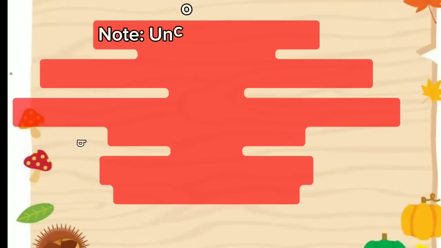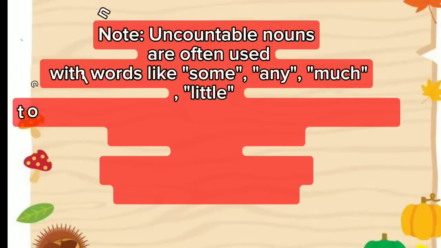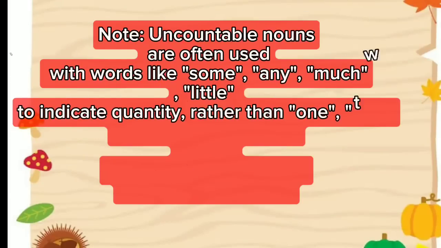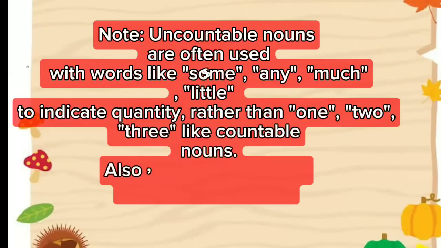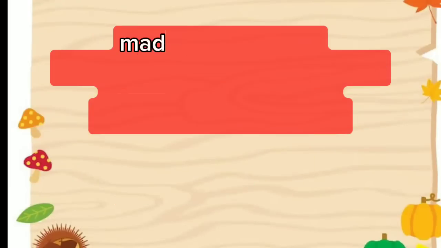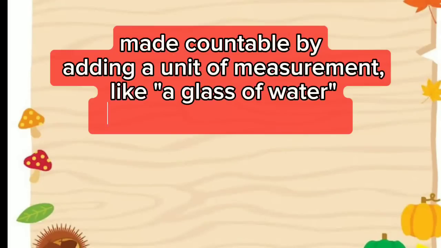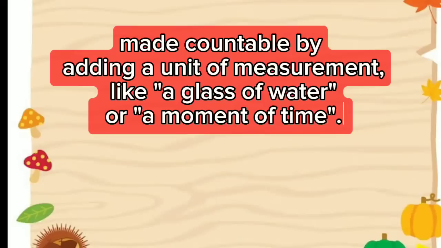Note: uncountable nouns are often used with words like some, any, much, little, to indicate quantity, rather than 1, 2, 3, like countable nouns. Also, some uncountable nouns can be made countable by adding a unit of measurement, like a glass of water, or a moment of time.